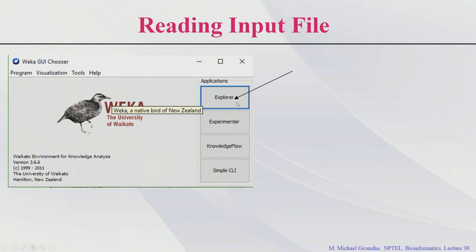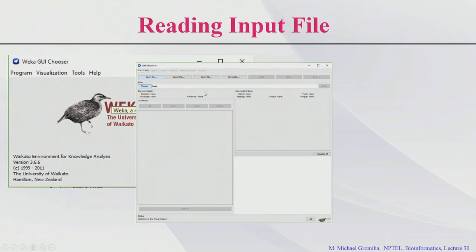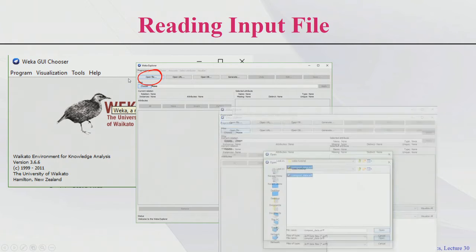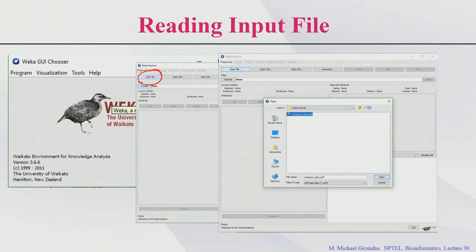If you click Explorer, then this will open a window with various options. First we need to pre-process the data, which means we need to input the data. So, we have to open the file. If we click on open file, it will ask where we need to get the data. So, this is your computer, then this is the location of this file, which is in ARFF format.